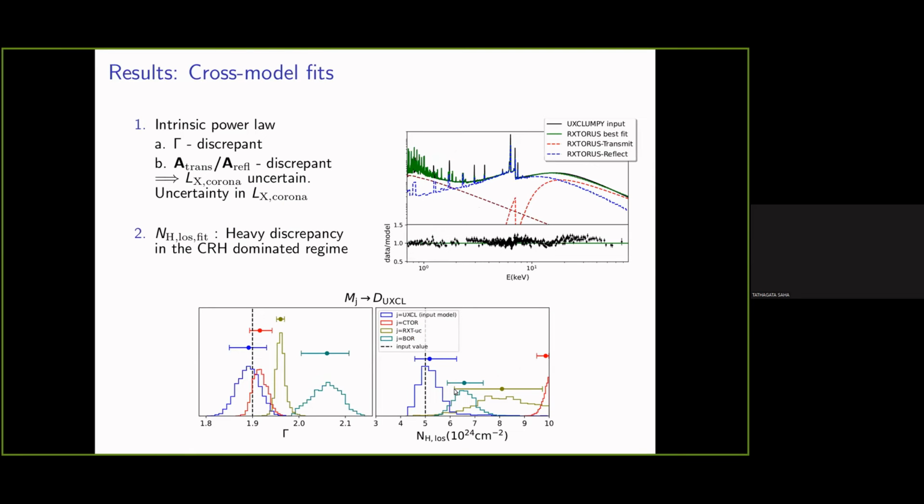Again, when we move to the heavy Compton-thick regime, which are the results here at the bottom, the line of sight absorption is much more discrepant compared to the previous case. For an input value of 5 times 10 to the 24, we get varied values of line of sight column densities. Again, mainly because the transmitted continuum is absent, and the gamma is discrepant in some cases, even though it's not discrepant in some cases. It cannot be trusted, it could be just an artifact of fitting.